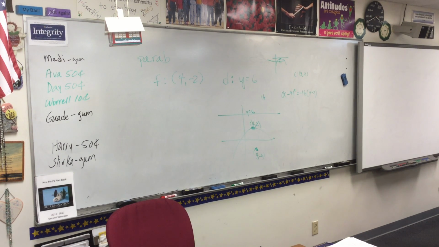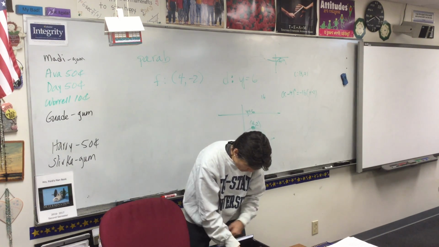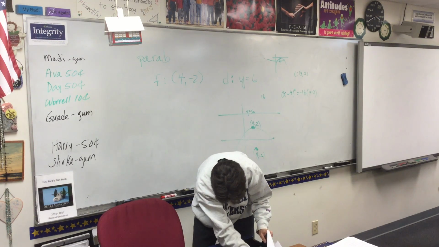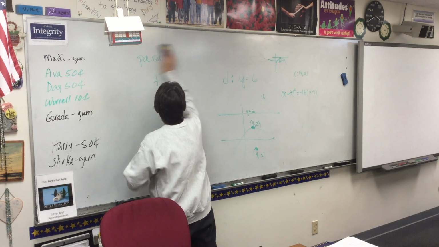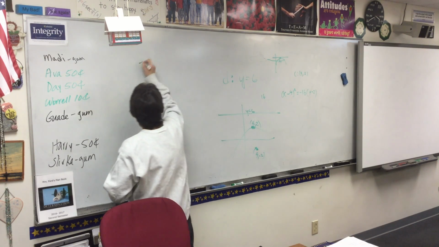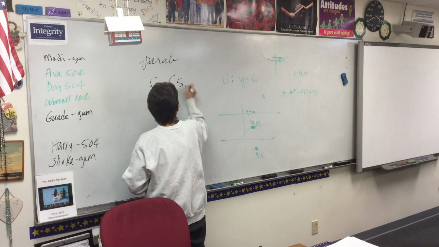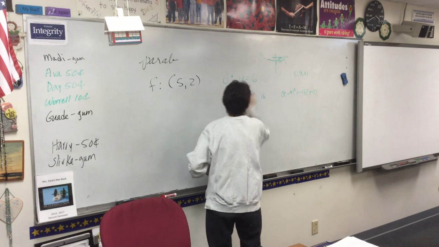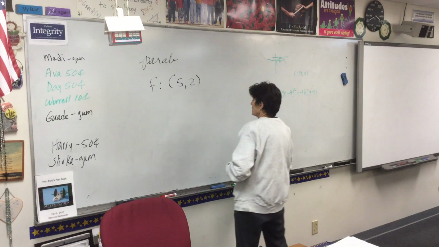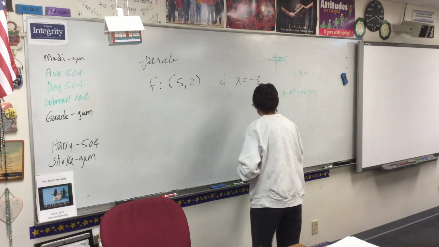Wasn't sure how we got 16. So we are going to write the equation of the parabola whose vertex, or not vertex, whose focus is at (5, 2), and the directrix is, let's say, x equals -8.